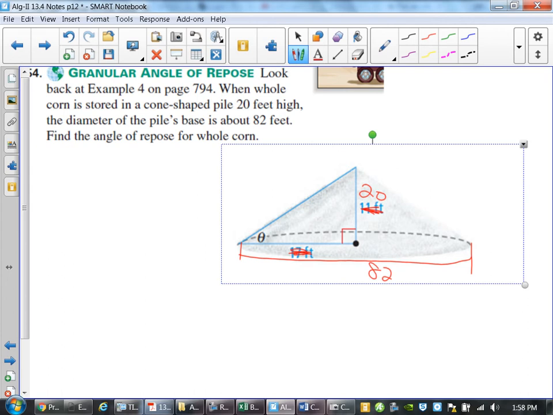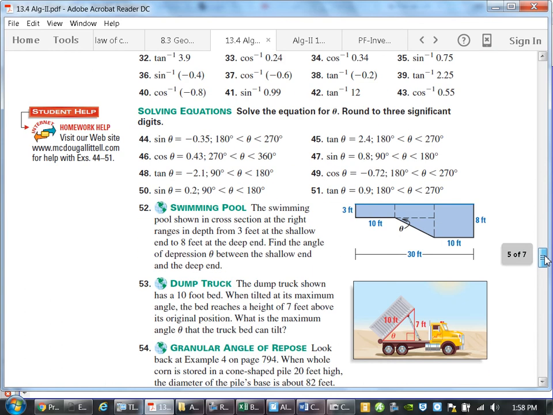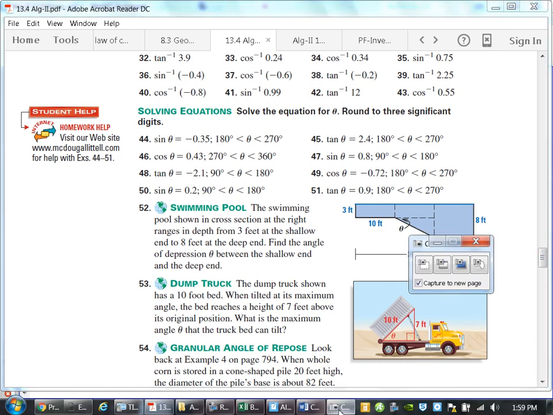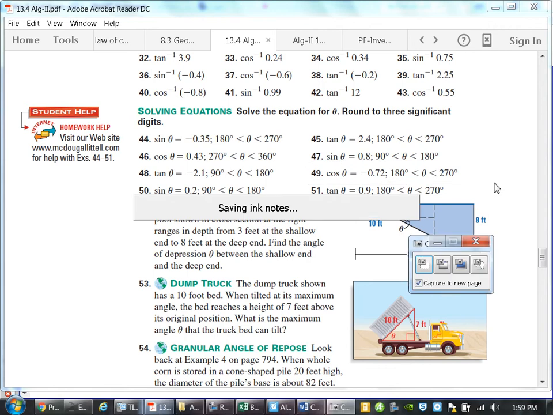Go to the next problem. What else? Pressing buttons in the calculator.